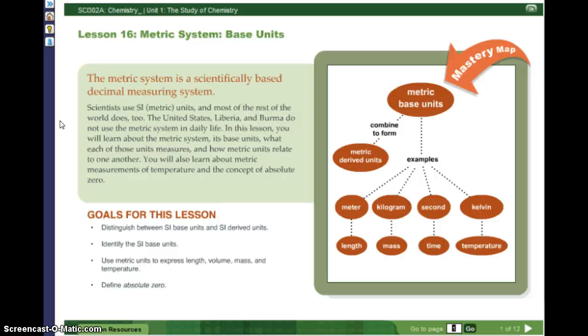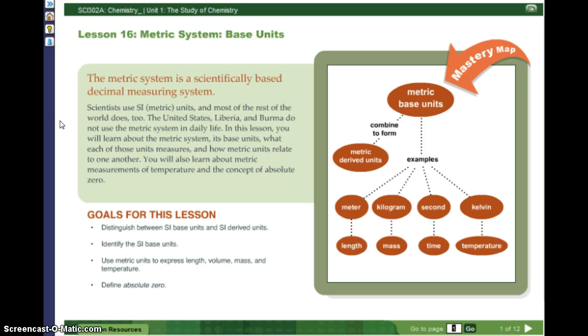Okay, so close your eyes, because I don't want you looking at anything. Length. What is the unit for length? Meters. Okay, what is the unit for volume? Liters or milliliters. What is the unit for mass? Grams, or if you said kilograms, that's okay. And for temperature, what are our two choices we can use? Celsius or Kelvin. Okay, you can open your eyes.